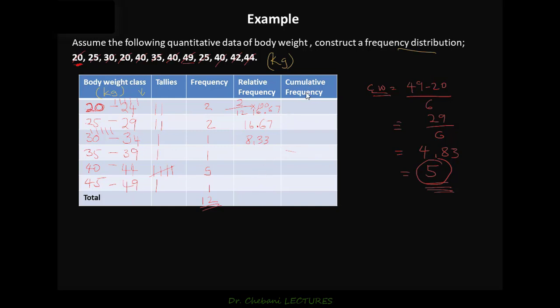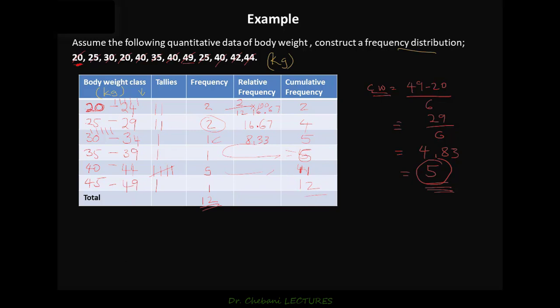And for the cumulative frequency, you can either have a cumulative relative frequency where you add the relative frequencies successively, or you can have a straightforward cumulative frequency where you add the successive frequencies. If you are going to add successive frequencies, then you'd have 2. You add the frequency for the second class, you get 4. Frequency for the third group, you get 5. Then 11, then 12. So this is the cumulative frequency.